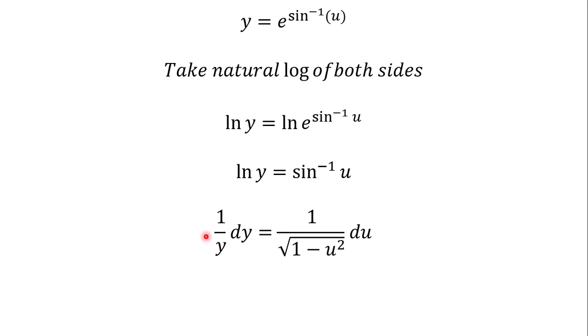So what are you going to do? You're going to multiply through by y. When you multiply through by y, y times 1 over y will be left with dy. That one will take this one away, and the whole of this 1 times y will give us y over this. So dy is equal to y over square root of 1 minus u squared du. Okay.